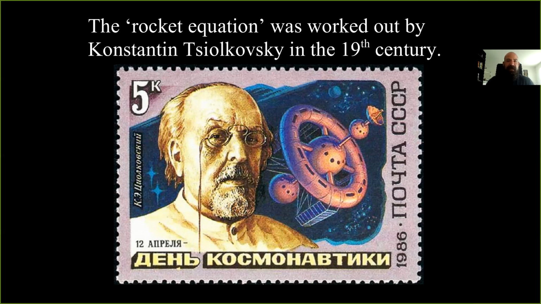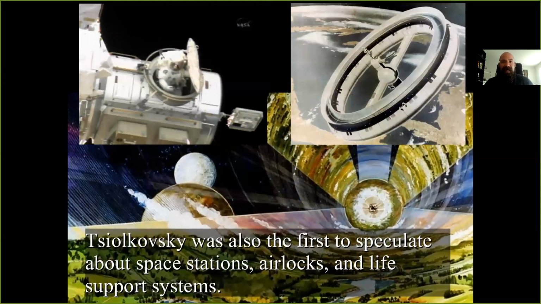And he was a really visionary guy. He actually came up with the idea of space stations that would rotate to create their own centrifugal gravity. He came up with the idea of airlocks so that astronauts or cosmonauts could exit the space station and go out into the vacuum of space. And he even came up with the idea of closed circuit life support systems in order to keep the astronauts alive. He came up with all of these ideas long before the first rocket actually went into space.